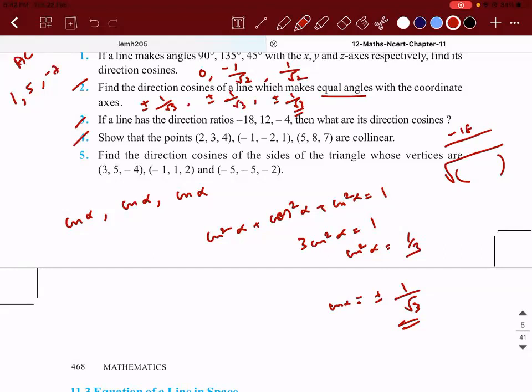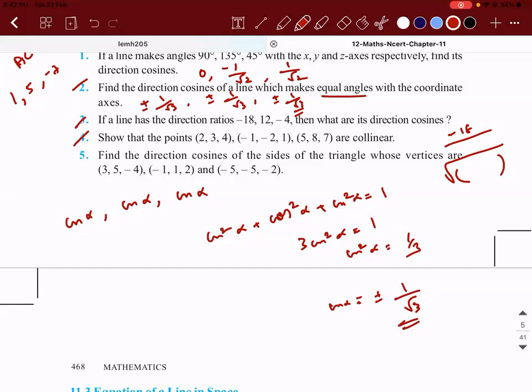Fourth one, show that the points are collinear. What will you do? We should show cos alpha, cos beta, cos gamma, sir. Which one? For third one or fourth one? Fourth one, sir. Fourth one, find direction ratio. Why do you need to find direction cosine? Direction ratio is easier any day. Cosine is a headache actually with numbers.